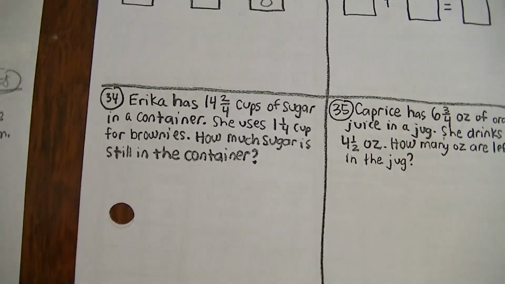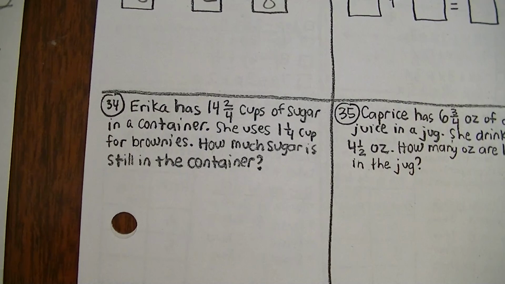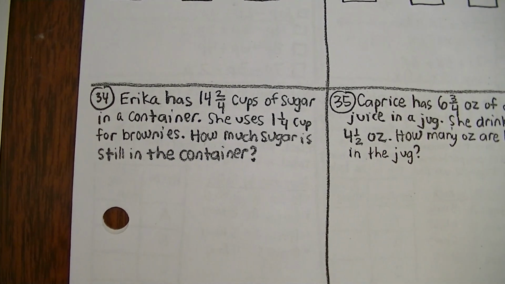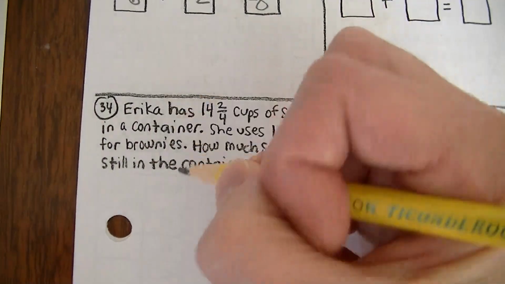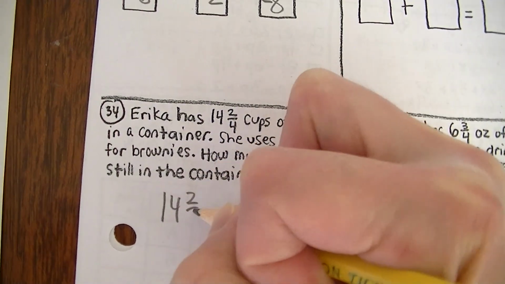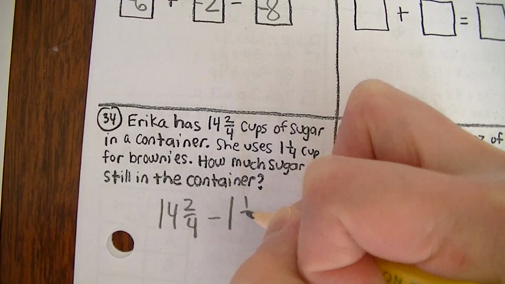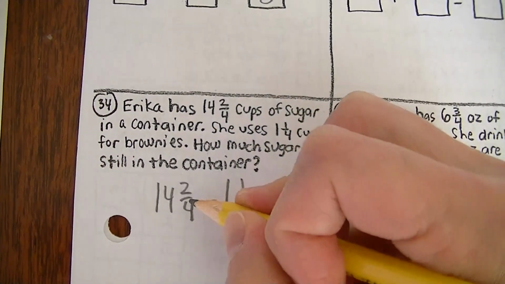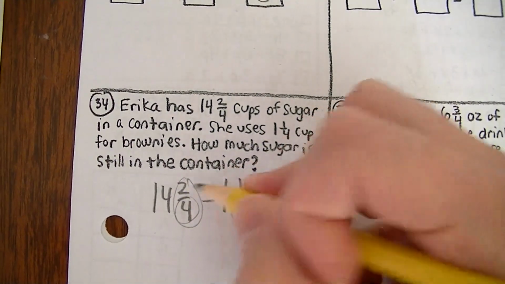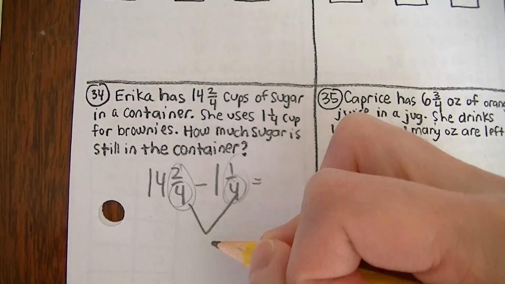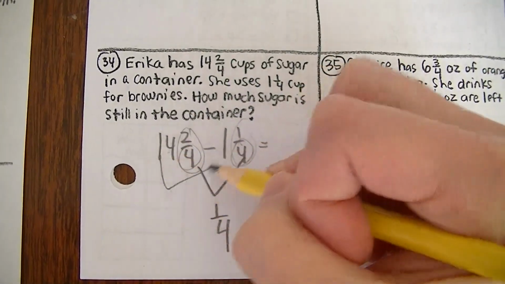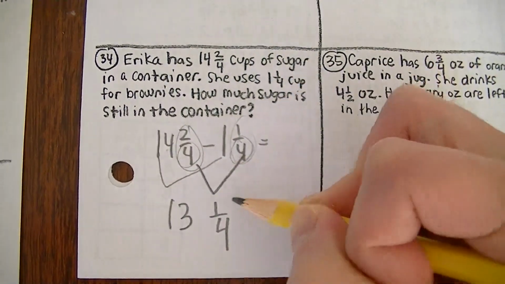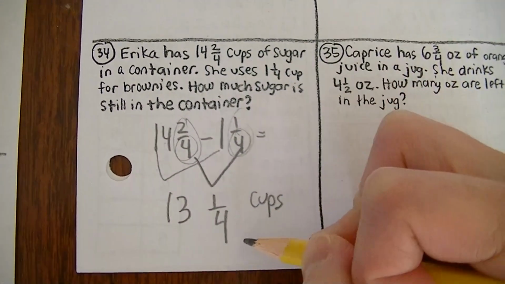Erica has 14 2/4 cups of sugar in a container. She uses 1 1/4 cup for brownies. How much sugar is still in the container? So this is a subtraction problem. So 14 2/4 minus 1 1/4. And that's really nice because there's the same denominators right there. So 2/4 minus 1/4 is 1/4. And then 14 minus 1 is 13. So 13 1/4 cups of sugar left.